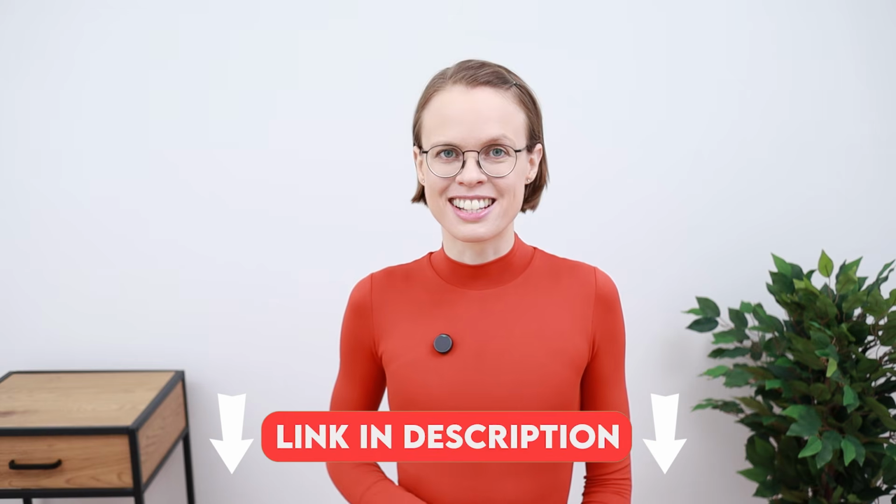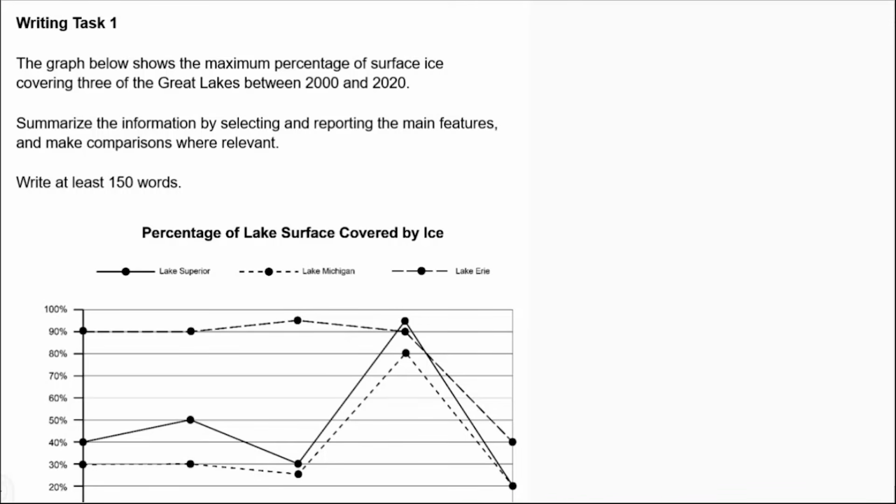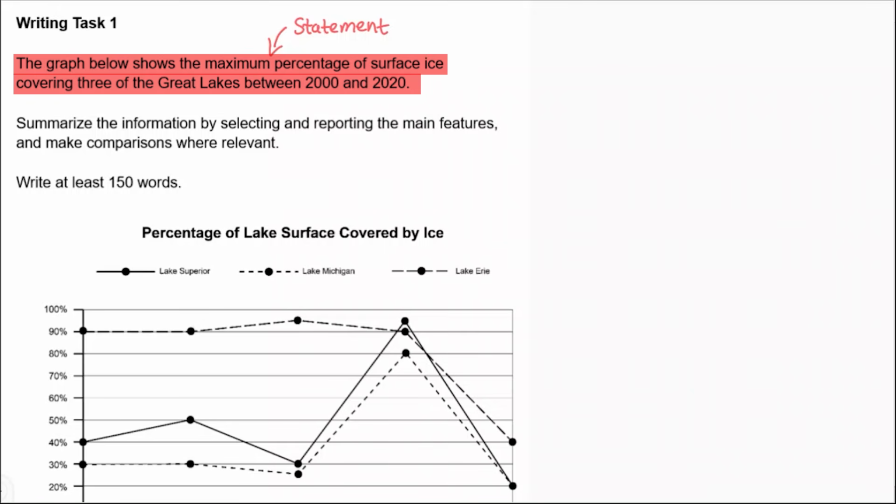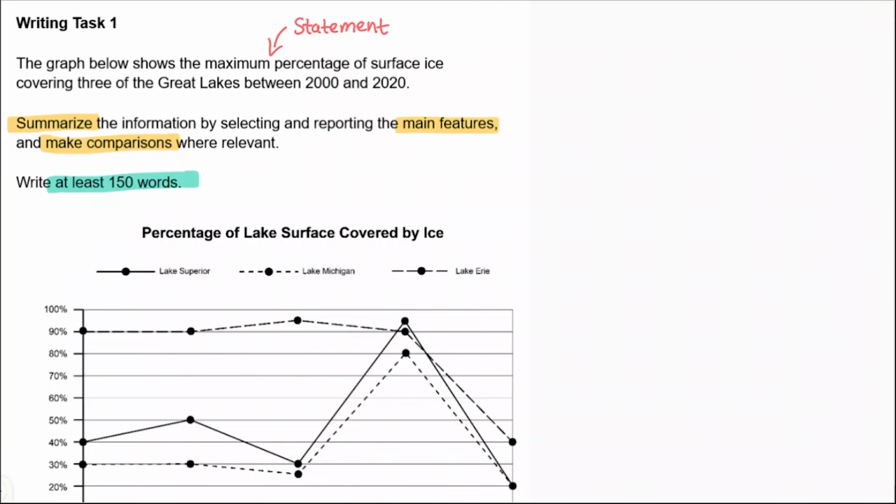And now let's get started. Let's take a look at the task. First, there is a statement which tells you what the line graph is about. The graph below shows the maximum percentage of surface ice covering 3 of the Great Lakes between 2000 and 2020. Then you can see instructions. You have to summarize the main features and make comparisons. Plus, you must write over 150 words.